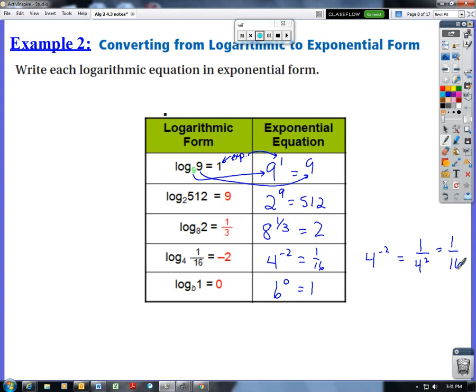8 to the 1/3, we haven't talked about those yet. It happens to be the cube, well maybe we have. We've talked about cube root. 8 to the 1/3 is the same as the cube root of 8. What number times itself 3 times equals 8? And sure enough, it's 2.